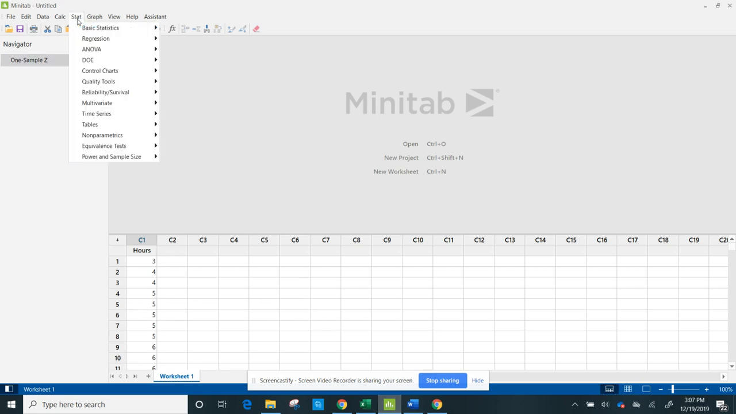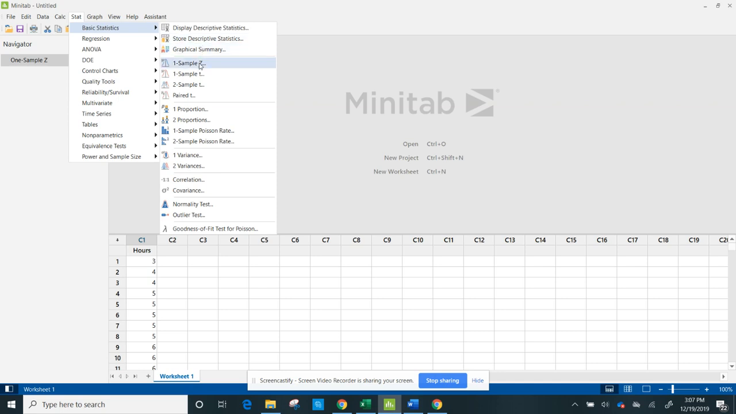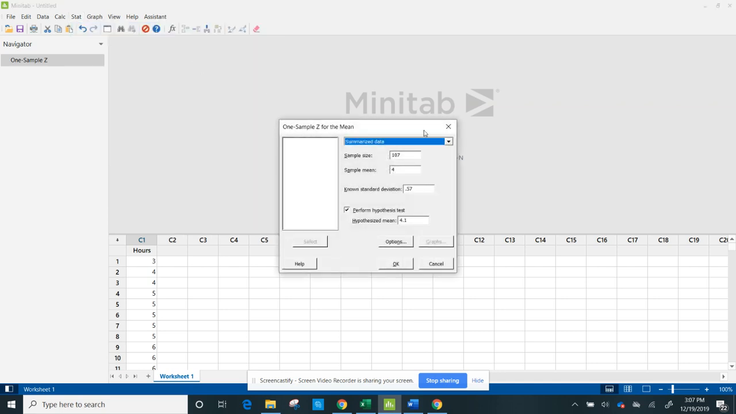So I'm going to go to Stat, Basic Statistics, 1 Sample Z. This isn't summarized data. This is actual data. So I click on that. I click in the box again and I get the blinking cursor. So then I go over and click on hours and it populates for me. Again, my population standard deviation was 2. My hypothesized mean was 5.